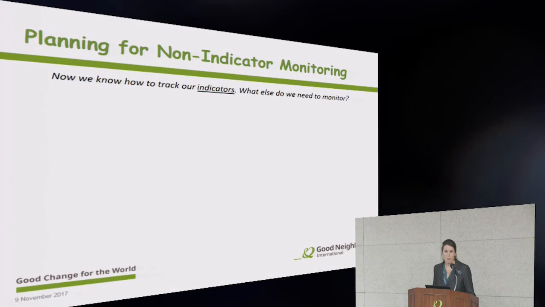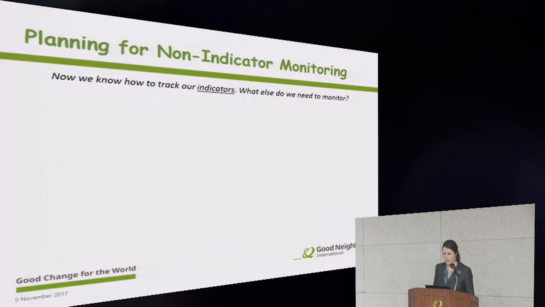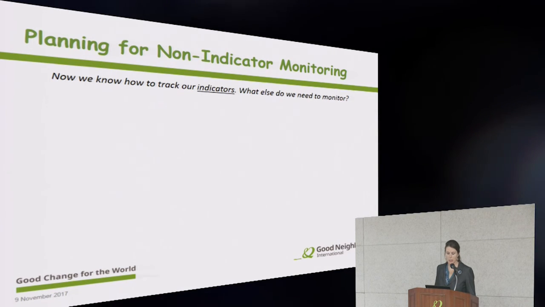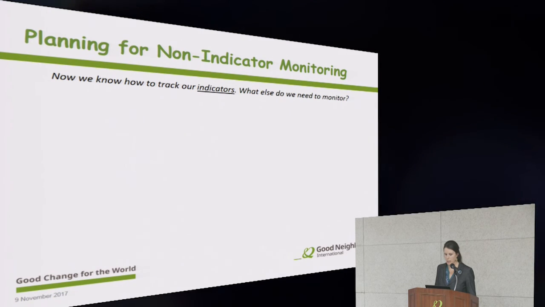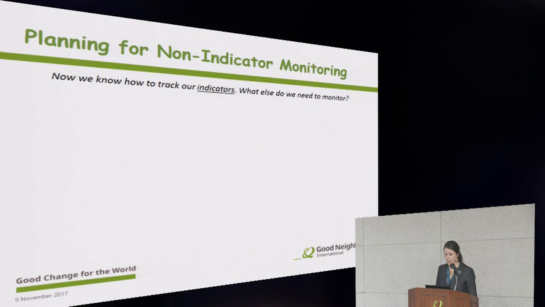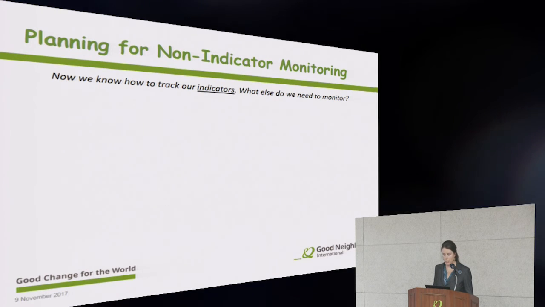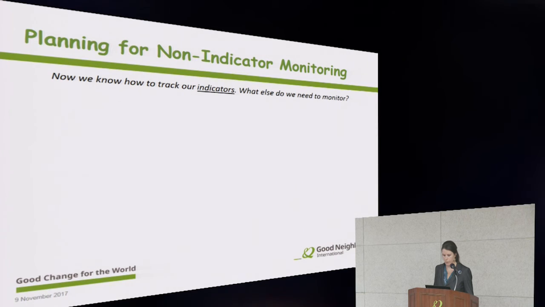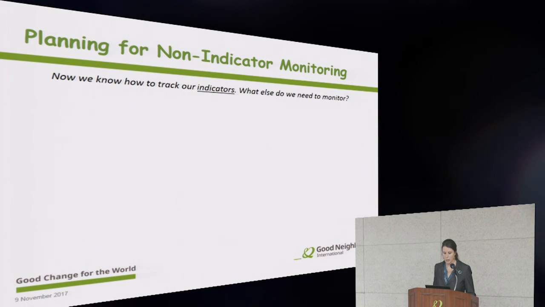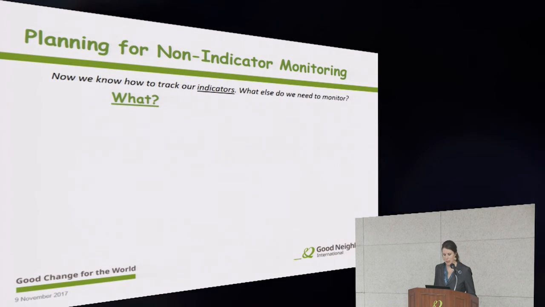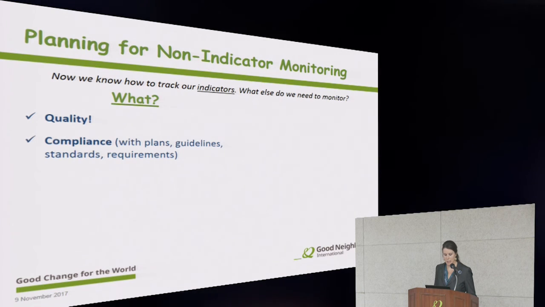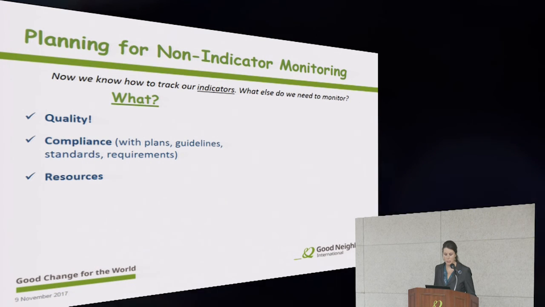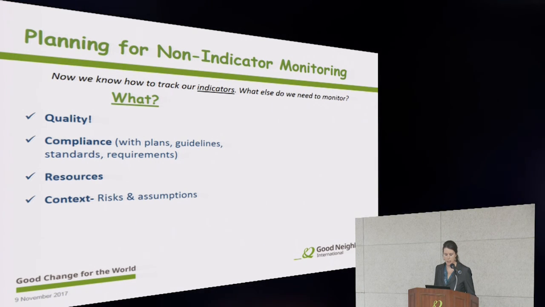We've already talked quite a bit about monitoring of indicators, as we talked about with the M&E plan. But indicators are not the only thing that need to be monitored in our projects. Whether we're talking about indicators or non-indicators, we need to define ahead what we plan to monitor and how. So project teams, in addition to those indicators, we also want to monitor quality, compliance with plans, guidelines, standards, and requirements. We want to monitor resources and context.